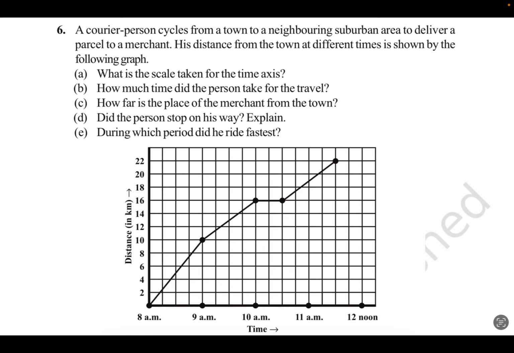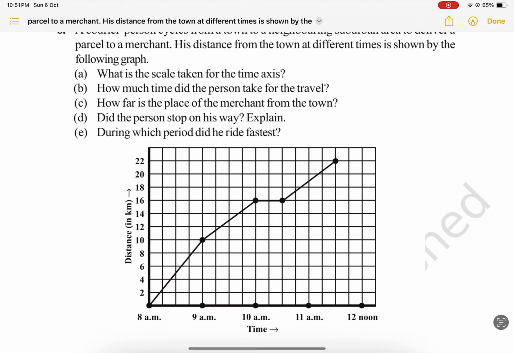Yes. It has been indicated by the horizontal part of the graph, and he stayed from 10 a.m. to 10:30 a.m. If you see, there is a stop here. That means at 16 kilometers only. Maybe he started and then took a break between 10 and 11. So here he would have taken some breakfast or something. So at this point, around 16 kilometers of distance, he has stopped.